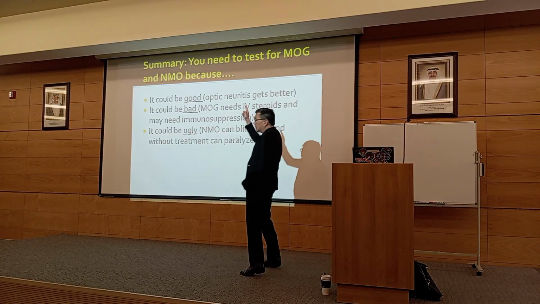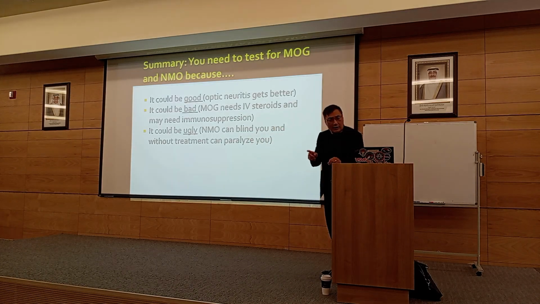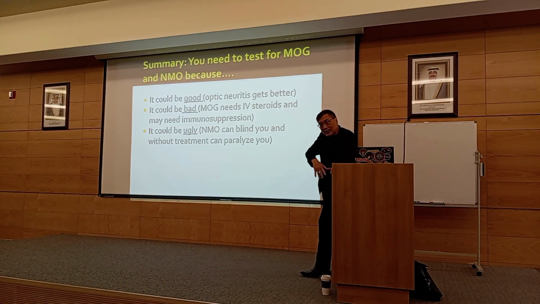So you need to test for both NMO, which is AQP4, and MOG, because it could be good. That's the regular optic neuritis, the thing I came and talked to you about 10 years ago. It could be bad. That's MOG. That's in the sheet. That needs IV steroids. Could be ugly. That's paralysis. Death.